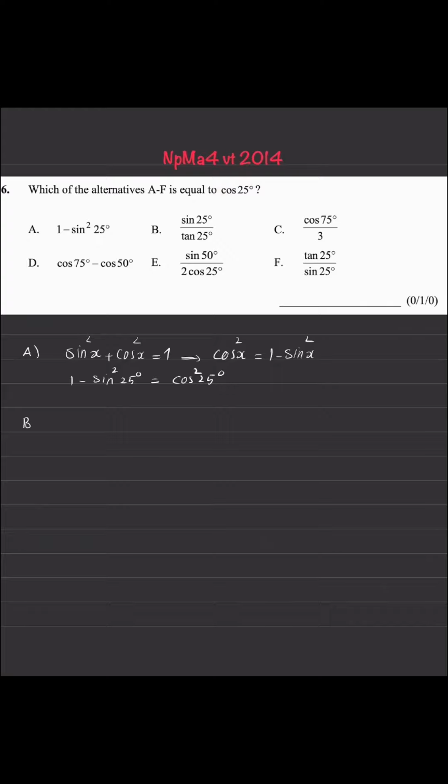Alternative B, you know that sine 25 degrees over tangent can be written as, because tangent is sine over cosine, then you can see that this sine 25 degrees and this sine 25 degrees are simplified, so this becomes 1 over cosine of 25 degrees. So that is the inverse of cosine 25, which becomes cosine 25 degrees, and that is our actual answer. So what I have to write here, B is the answer.